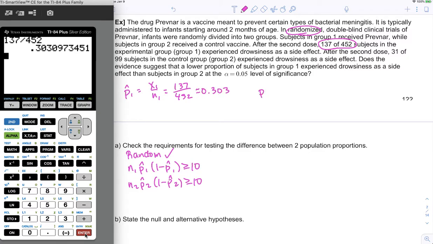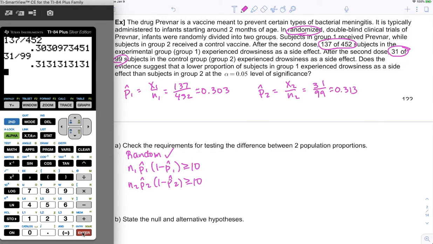We also need to compute p hat 2, the second sample proportion. That will be x2 over n2, and I'm seeing those values right over here. 31 of 99 subjects in Group 2 experienced drowsiness as a side effect. So 31 divided by 99, let's get a value for that as well. Okay, about 0.313.